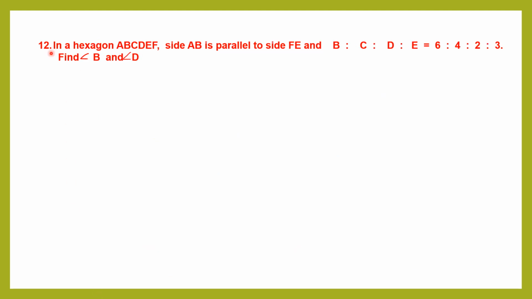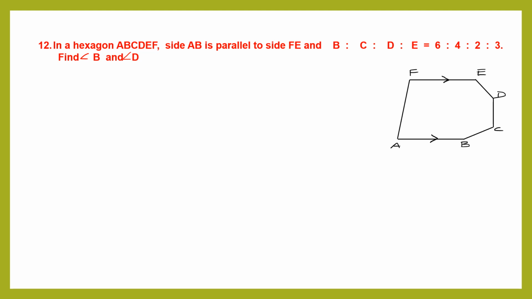Question 12. In a hexagon A, B, C, D, E, F, hexagon is a polygon that has 6 sides, isn't it? In the given hexagon, side AB is parallel to side FE. So now let's get a diagram for that. We'll draw a rough diagram like this. This is a hexagon, it has 6 sides. Now here it says side AB, this is AB, is parallel to FE. So let's draw those arrowheads to show that these are parallel lines. So these two lines are parallel to each other.